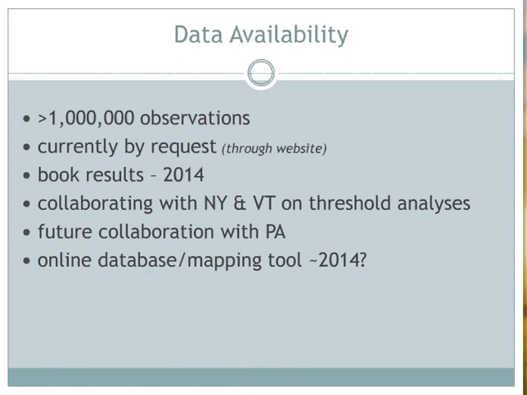So we have a large data set to work with. We're just starting to scratch the surface in terms of analyses. And we're hoping to make that data available soon so that more people can work with it. We have over 1 million breeding bird observations. Currently, you can get the data by request through our website. But next year, the book will come out. We're currently collaborating with New York and Vermont on some threshold analyses. And we've talked with Andy from Pennsylvania about doing some larger regional-scale modeling using those abundance data. And hopefully, next year, we'll also have an online database or mapping tool, which you can use to visualize and extract some of this information.